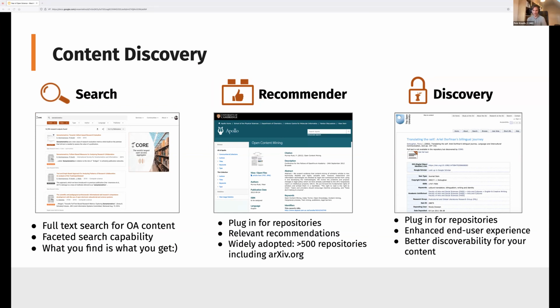So what search is effectively, I think that's not going to be very surprising for people. It's a full text search which allows you to search content across repositories, not within one repository, but across any repository. A recommender system is a system that you can embed, and we've got this system embedded into more than 500 repositories at the moment, including archive.org. And this system provides a recommendation on similar content, regardless of where the content is stored.